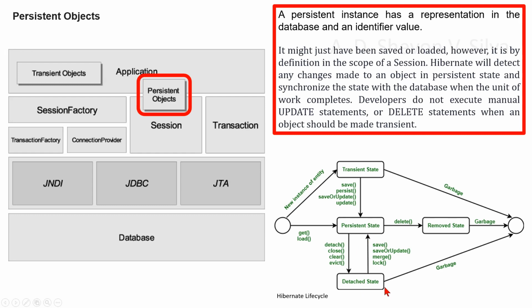Detached state. For converting an object from persistent state to detached state, we either have to close the session or we have to clear its cache. As the session is closed here or the cache is cleared, any changes made to the data will not affect the database table. Whenever needed, the detached object can be reconnected to a new Hibernate session.